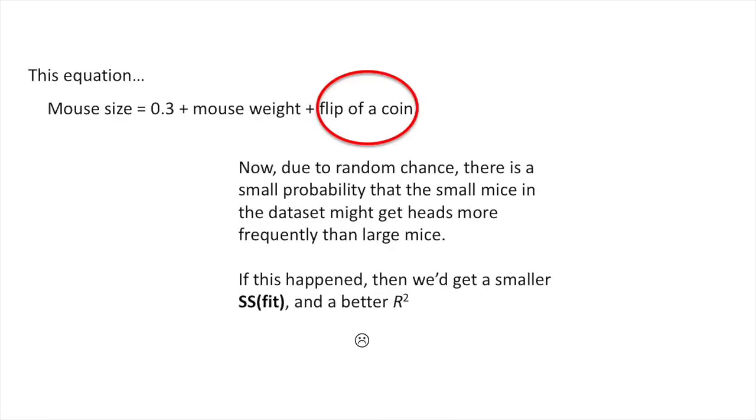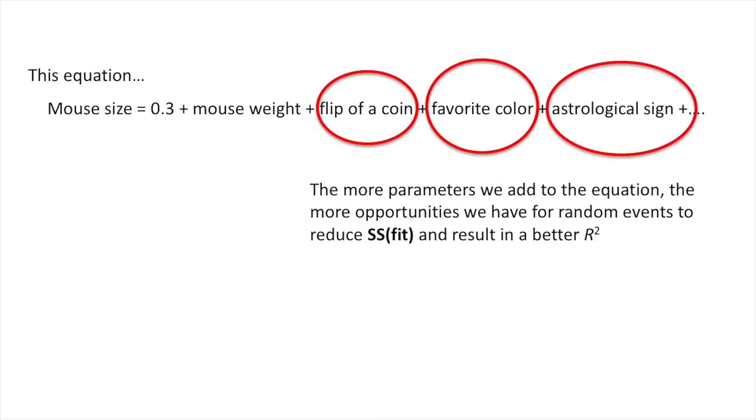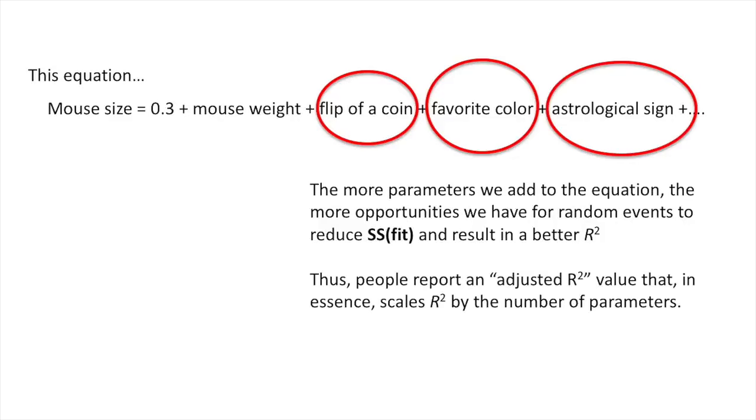Wah wah. Here's the frowny face of sad times. The more silly parameters we add to the equation, the more opportunities we have for random events to reduce sum of squares fit and result in a better R squared. Thus, people report an adjusted R squared value that, in essence, scales R squared by the number of parameters.